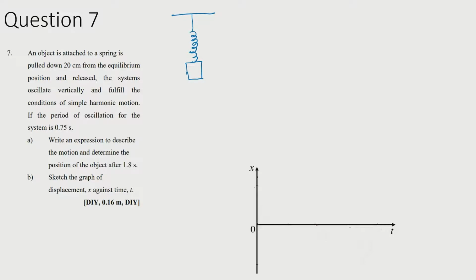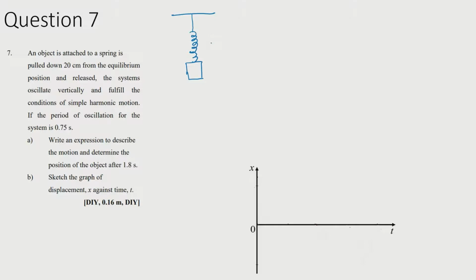Okay, for this kind of question, it's better for you to draw, so it's easier for you to understand the question better. So an object is attached to a spring, is pulled down 20 centimeters from the equilibrium position and released. So maksudnya objek ini dia attach dekat spring. Lepas tu dia ditarik sebanyak 20 cm dari equilibrium position.